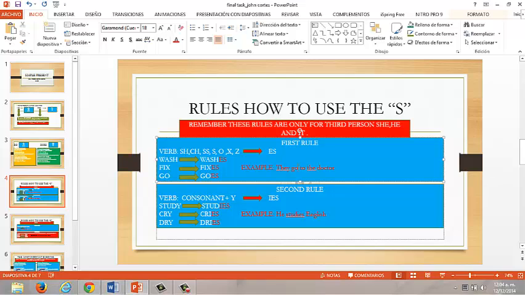Yes, so I'm going to put again the same way. Okay, like this. The second rule is with the verb that ends in a consonant plus y. You see, in that case the verb study finishes in the letter y, but before the y there is a consonant, in that case d. For that reason it follows the rule. Study changes to studies.